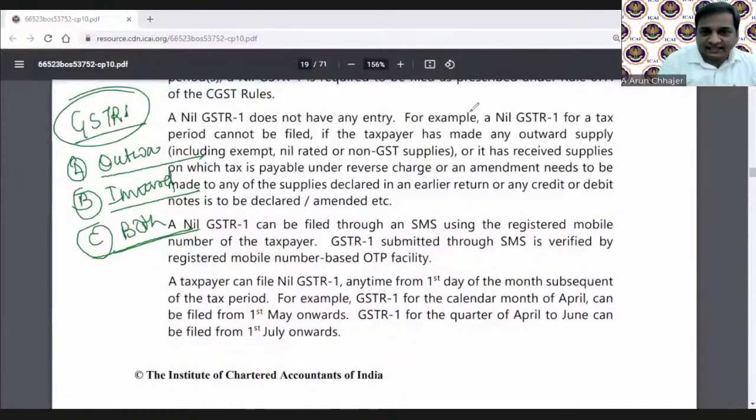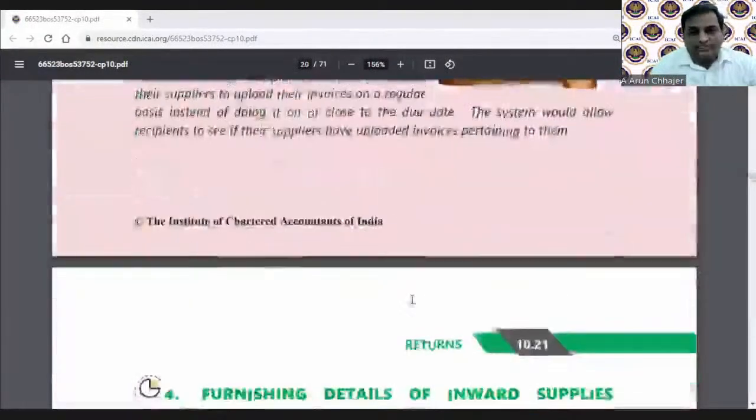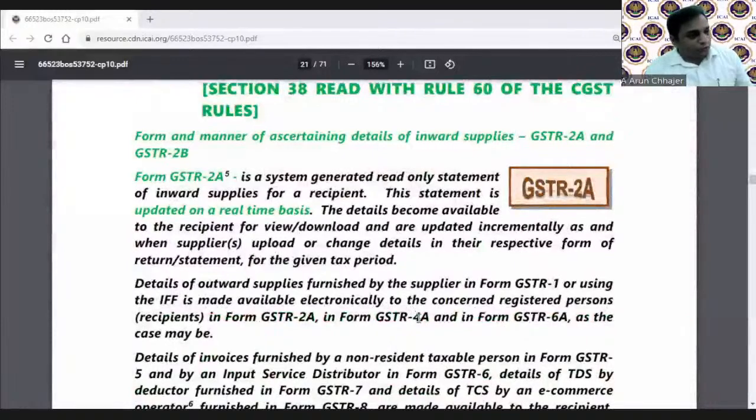The right answer is only outward supply. So only outward transaction. Whether we are entering inward transaction in the GSTR1, answer is no. Only outward supply we are entering in the GSTR1. Now we are talking about GSTR2A versus GSTR2B.